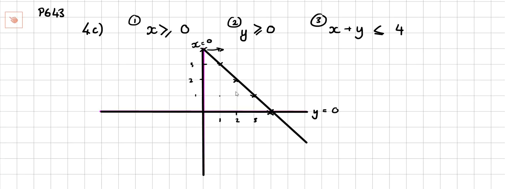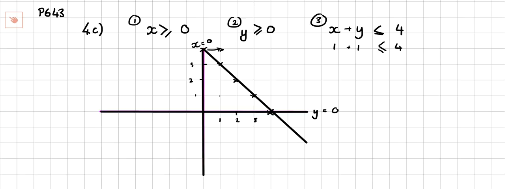Is that the right side of the line or the wrong side of the line? So 1 plus 1 is less than 4. So that's the one I'm allowed, yeah? So that means, well, now think back. So this is the first one.